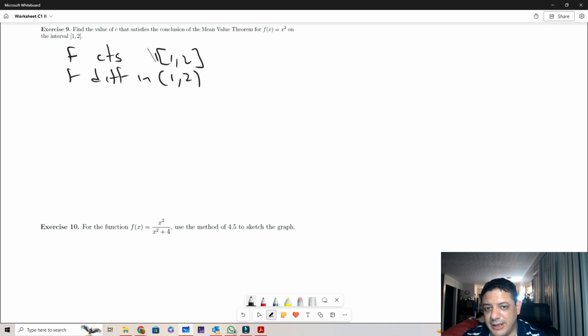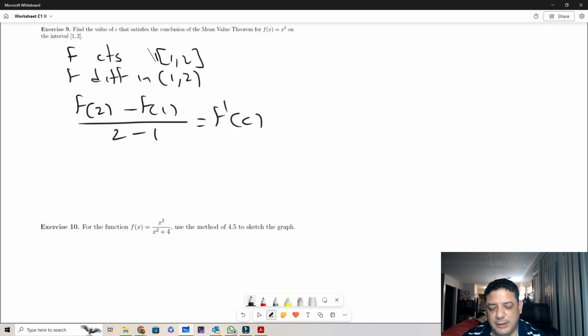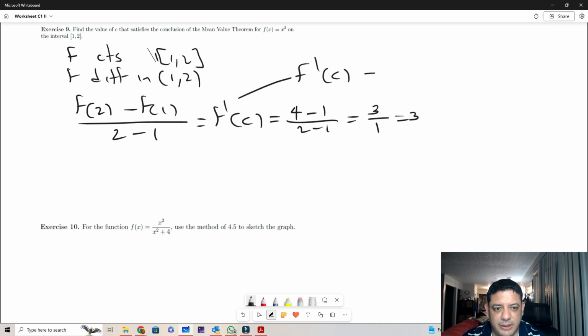So I'm going to have now (f(2) - f(1)) / (2 - 1) equals a certain value f'(c). Now we calculate what this is. Of course, f(2) is going to be 4. f(1) is going to be 1 over 2 minus 1, so this is like 3 over 1, and so this is 3. So this is essentially saying, hey, I have a certain value where f'(c) is going to be equal to 3.